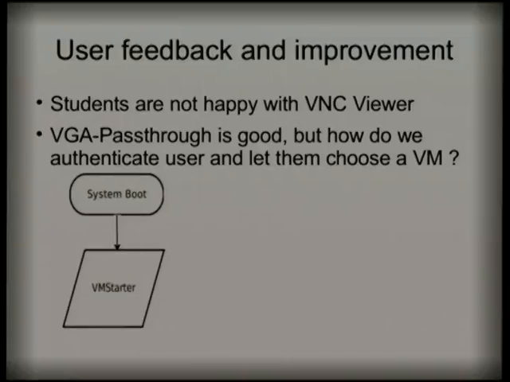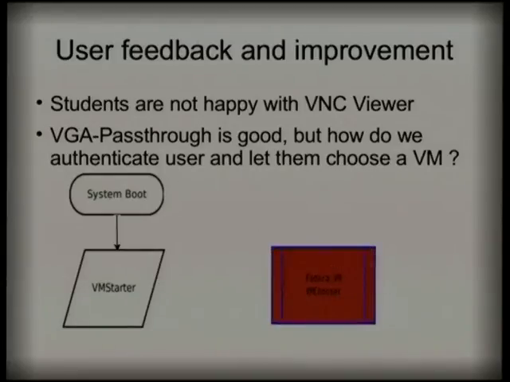The one problem with the VGA pass-through setup is how we do the user authentication and let them choose the VM. The way we do it is we start a daemon on the host that checks if there's any VM running. If there's none, we bring up a Fedora VM, which runs the VM chooser. Then the user can log into this Fedora VM, authenticate, and make a selection of the VM to run.